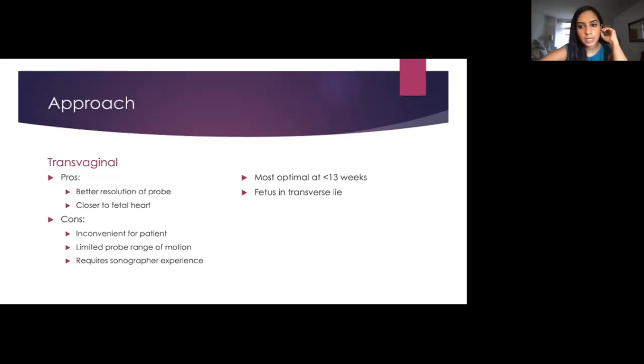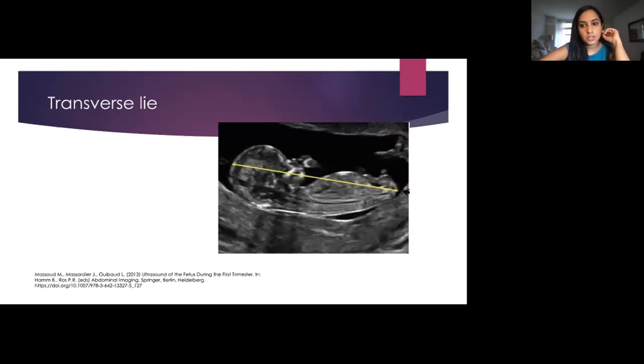Dr. Abu Hamid has mentioned that his center starts transabdominally and then they move transvaginally if they're unable to complete the study. So in terms of your transverse lie, when you have your fetus laying like this, it gives you really easy access to your NT, and then you can see your cardiac views transvaginally if you need to.